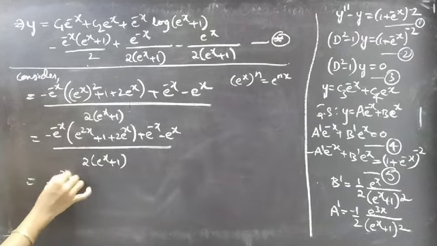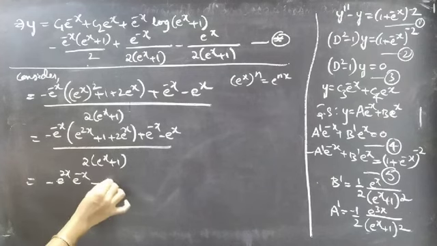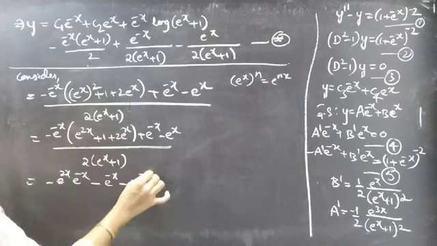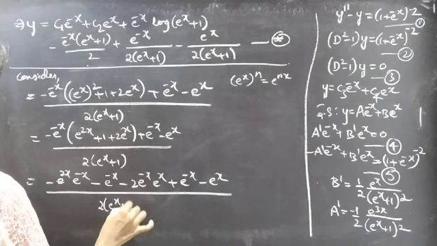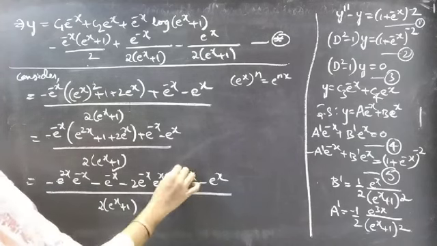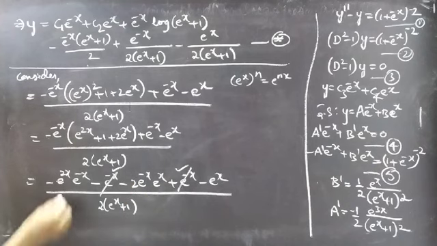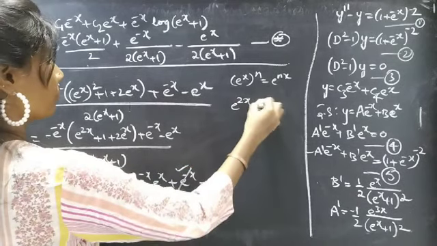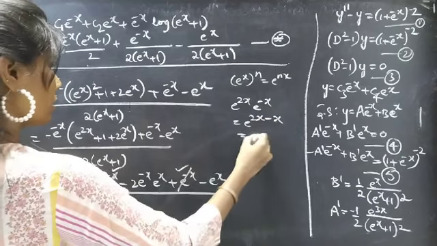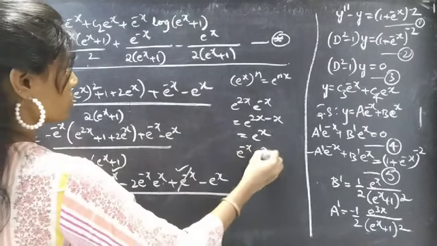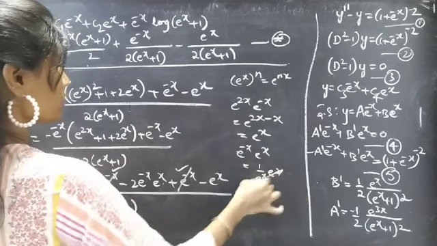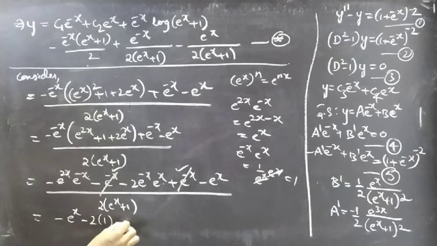This gives us -e^(2x) into e^(-x) - e^(-x) - 2 e^(-x) into e^x, plus (e^(-x) - e^x) by 2 times (e^x + 1). So here -e^(-x) and +e^(-x) get cancelled and we'll get -e^(2x) into e^(-x), which is just adding the powers, e^(2x - x) is e^x. So we get -e^x - 2 into e^(-x) into e^x. You can just write e^(-x) as the reciprocal of e^x and cancel e^x, you'll get 1, right? So -2 into 1 - e^x by 2 times (e^x + 1).